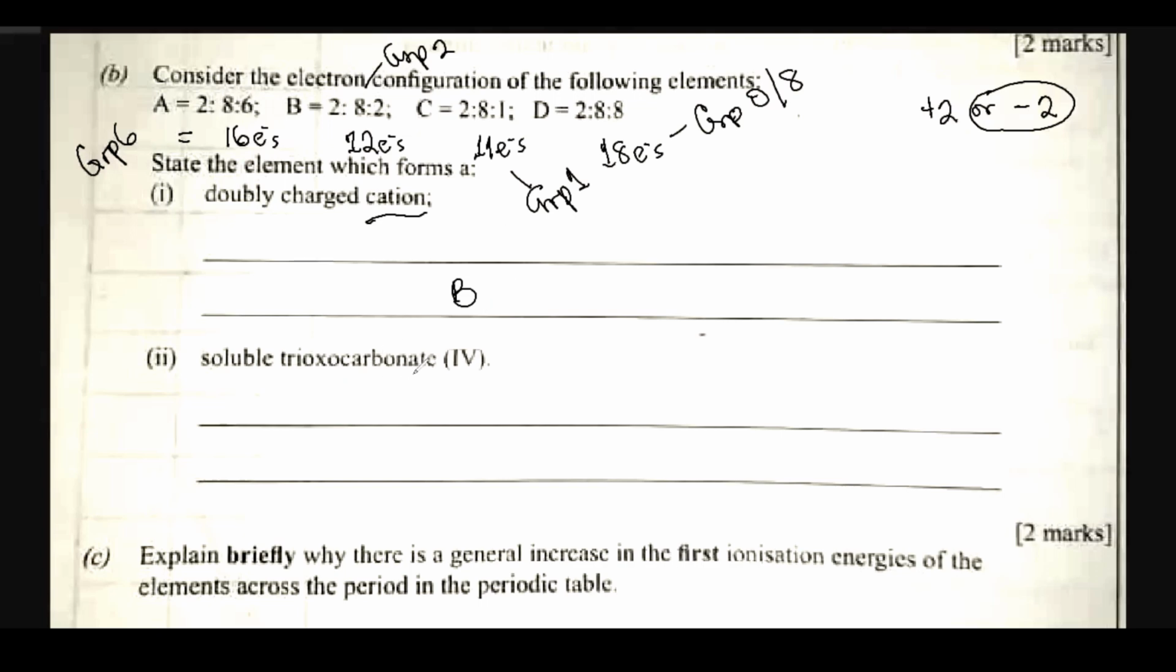Next, the soluble trioxocarbonate(IV). This is under acids, bases and salts, soluble salts. Know that all trioxocarbonate(IV) are insoluble except group 1 trioxocarbonate(IV) and ammonium trioxocarbonate(IV). So which element here is in group 1 based on the electronic configuration? It is C. So the answer is C. All right, so we earn our 2 marks there. Let's move on to the next one.